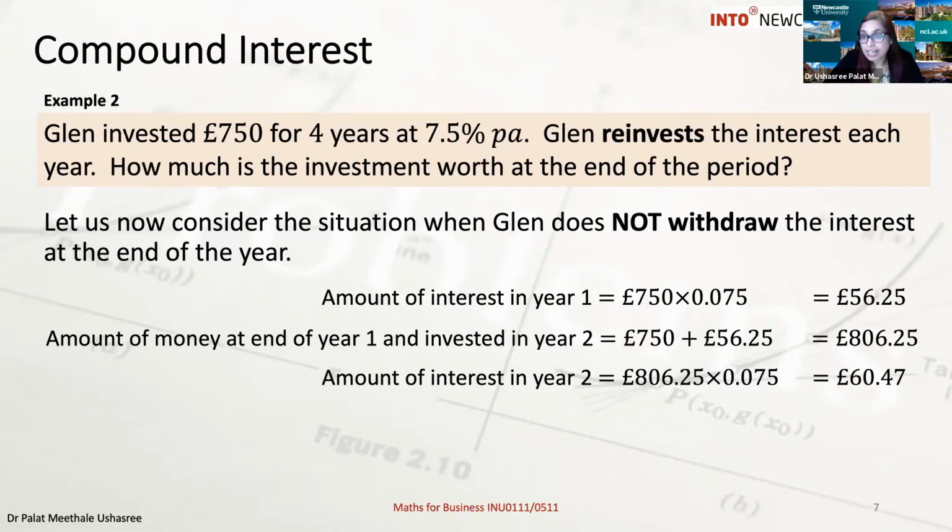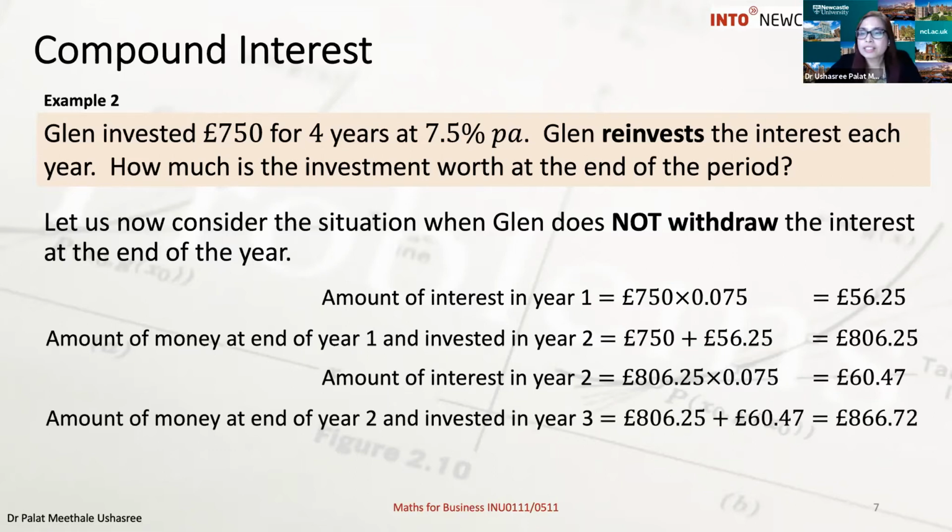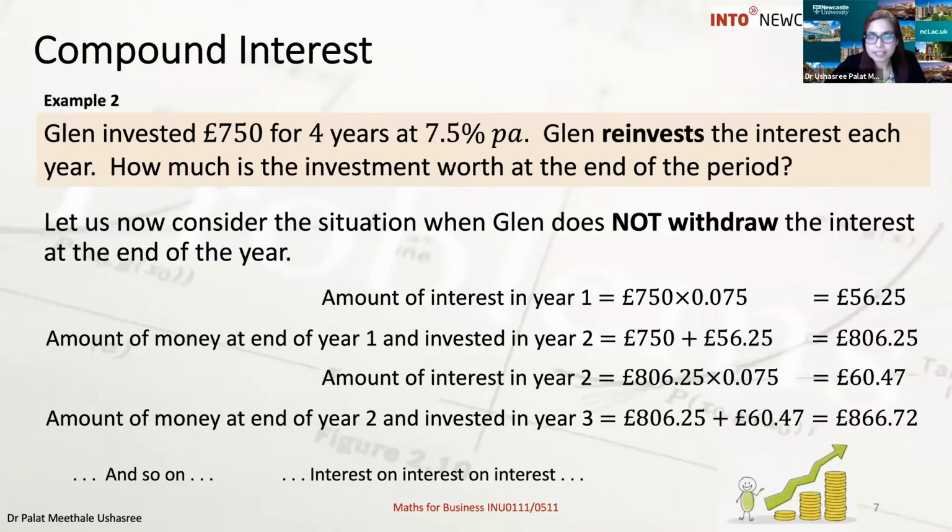Now again, you have to find the amount of money at the end of year 2. For that, you have to add the interest on it. So you get 806 plus the interest. There you go, and so on. You calculate each year. That's how you calculate.